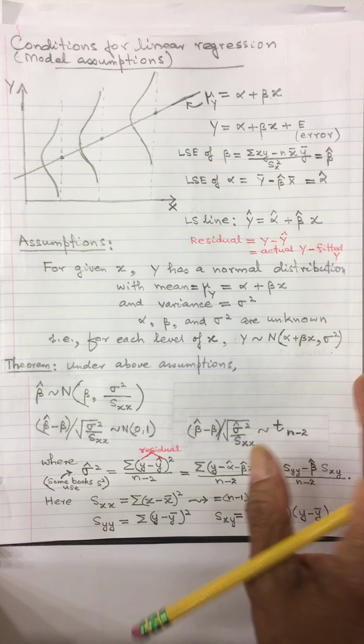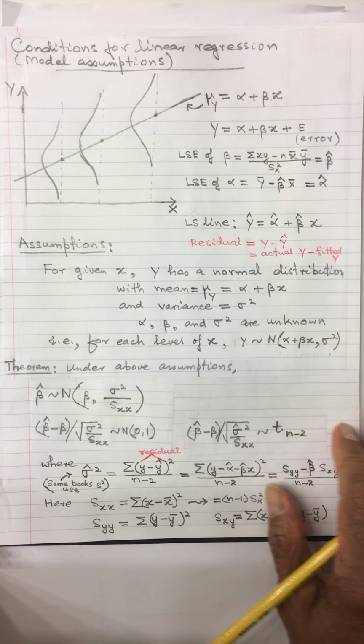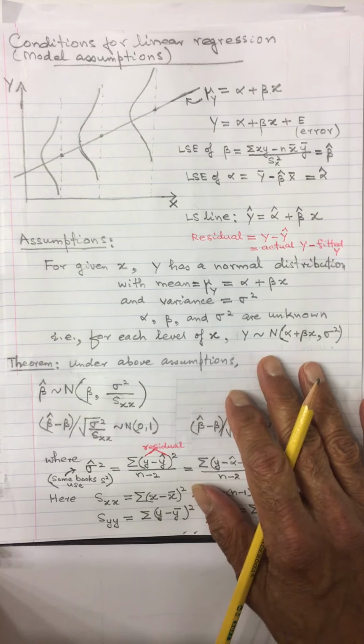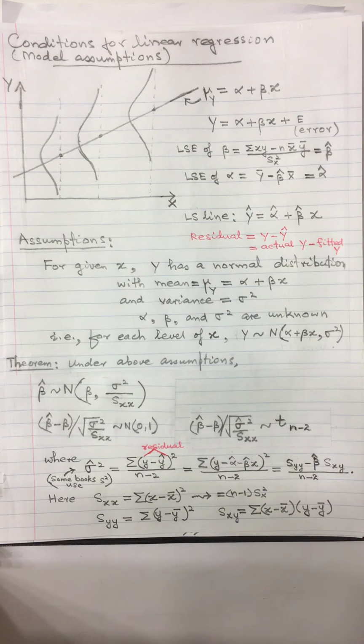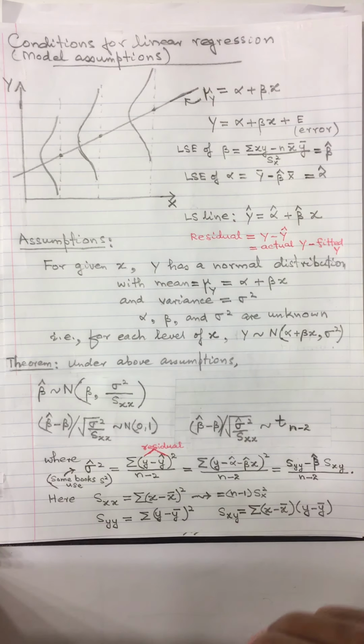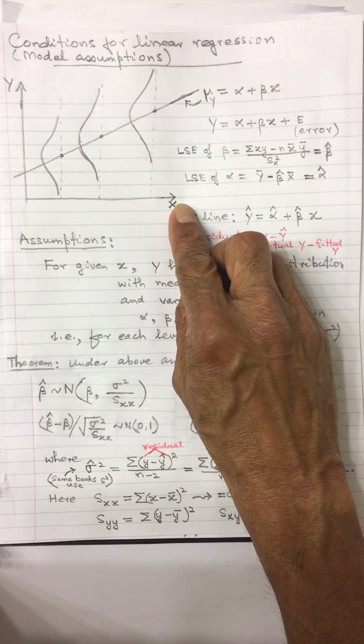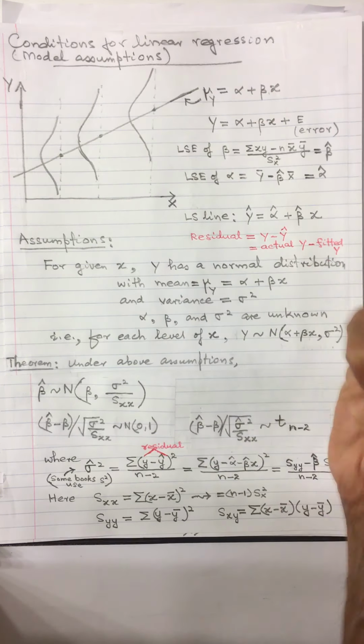For us to do that, we need to have some model assumptions. The model assumptions are this way. In general, this is a data set, suppose it has a positive trend, for the x and the y, whatever that is.